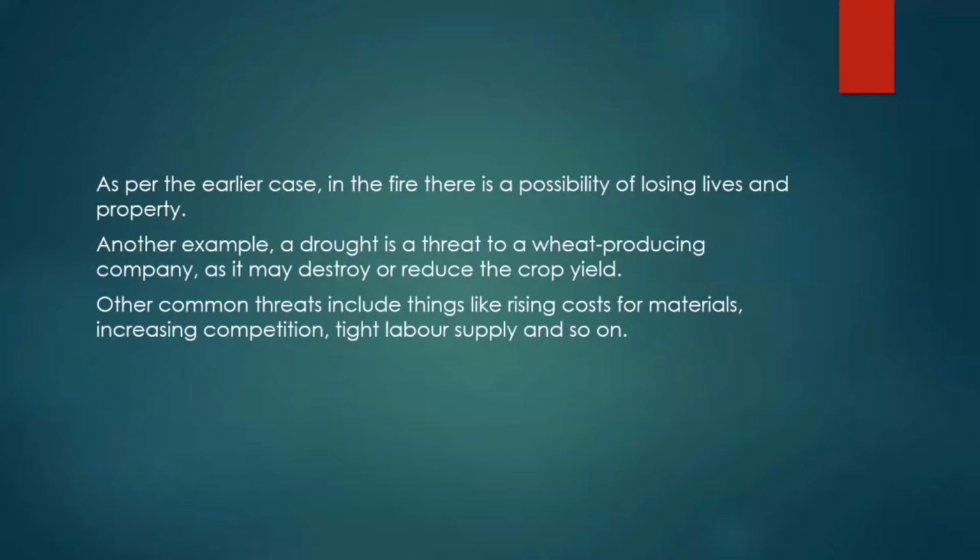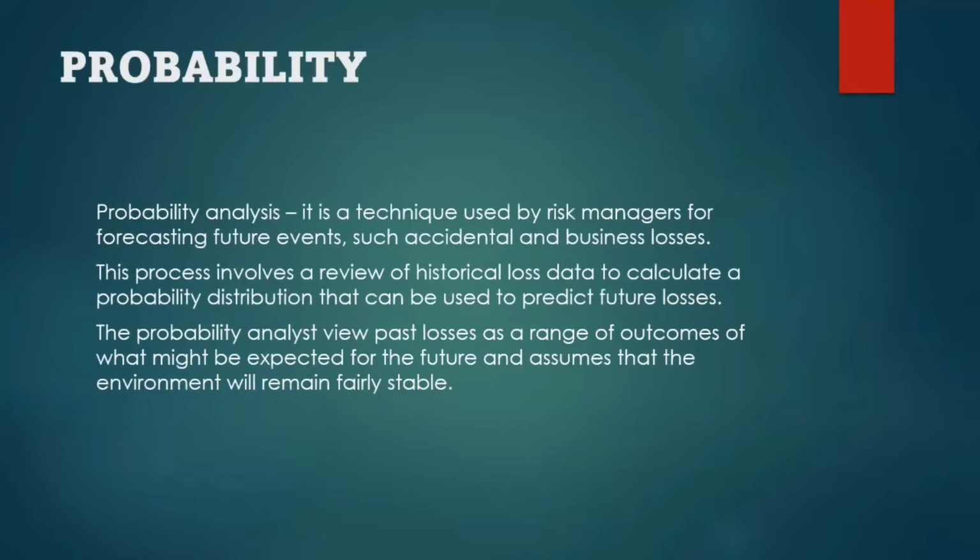Another example, a drought is a threat to a wheat producing company, as it may destroy or reduce the crop yield. Other common threats include things like rising cost of materials, increasing competition, tight labor supply, and so on.